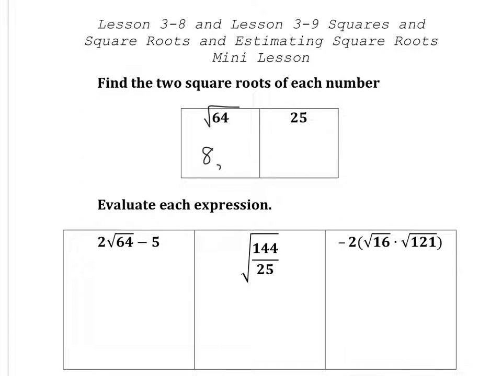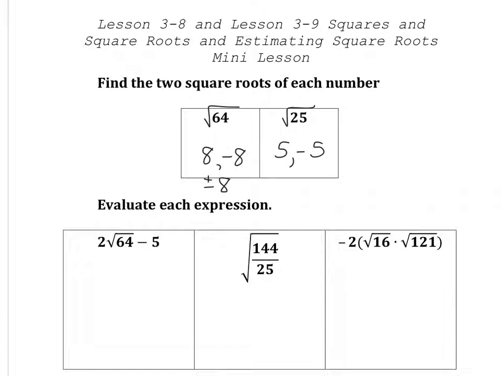You can also say negative 8, because technically negative 8 times negative 8 is 64. Now, when we are just using the square root of 64 in a problem, we would never say negative 8 because we would always go with the positive root. It's assumed you go with the positive root. You could also write this as plus or minus 8. Square root of 25 would be 5 and negative 5.